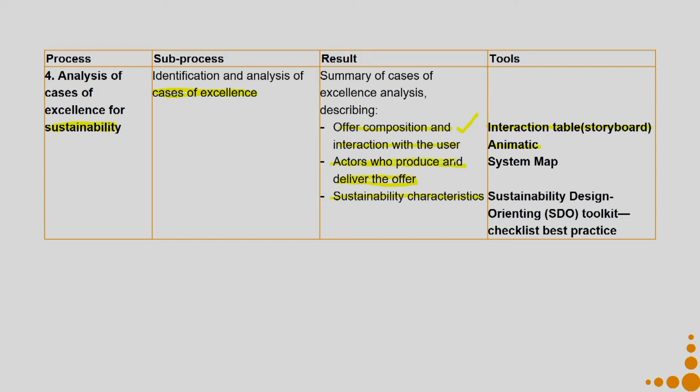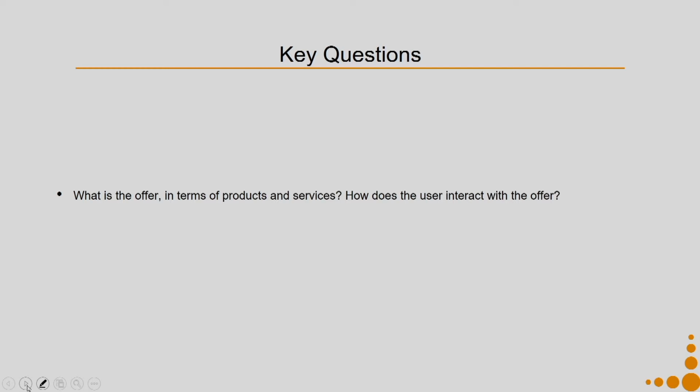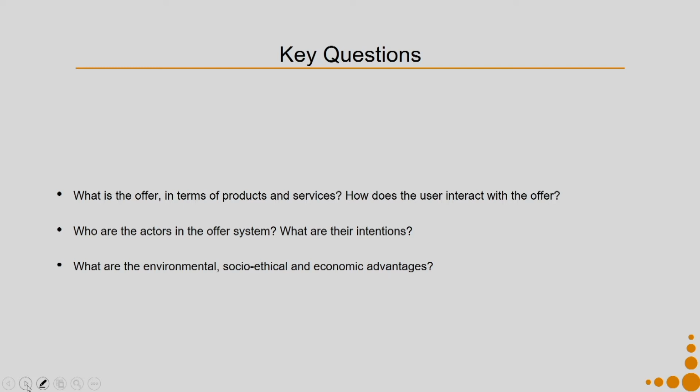To understand the actors who produce and deliver the offer and how they do it, we create a systems map. In order to understand the sustainability characteristics, we will go through a tool which is called the Sustainability Design Orienting Toolkit. So the key questions in this particular step are: what is the offer in terms of product and services of these cases of excellence? How does the user interact with the offer? Who are the actors in the offer system? What are their intentions? What are the environmental, socio-ethical and economic advantages?